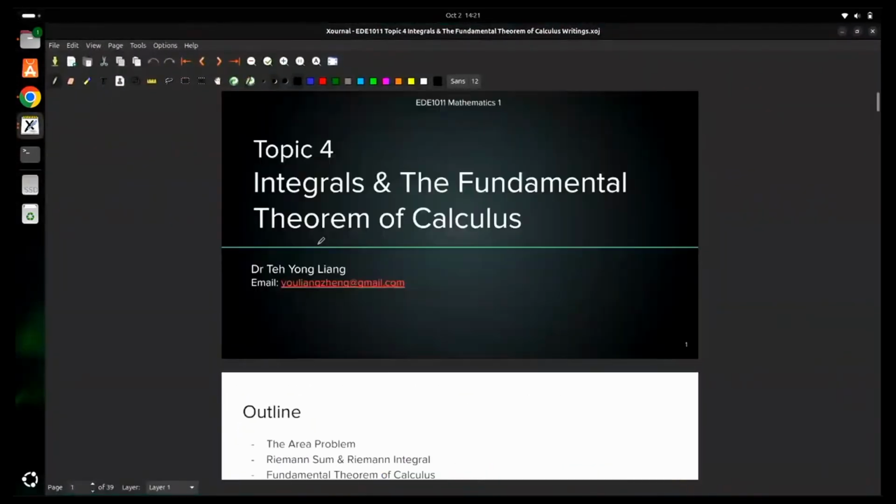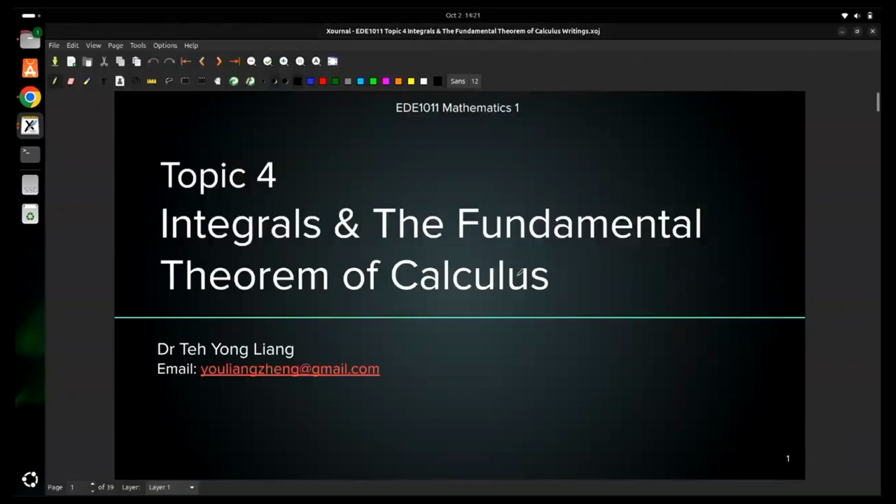Now we're going to begin on topic 4. So now we are jumping from derivatives to integrals already. That's basically about it for differentiation. You have gone through, I believe, most of the differential calculus material. So now we're going to change sides to the opposite of differentiation, which is integration.